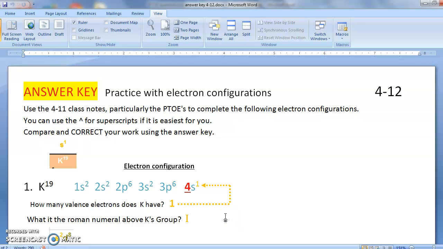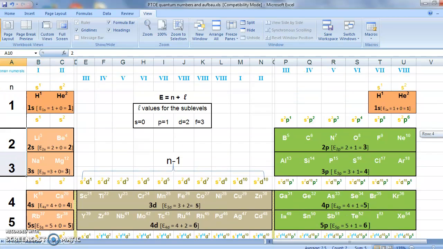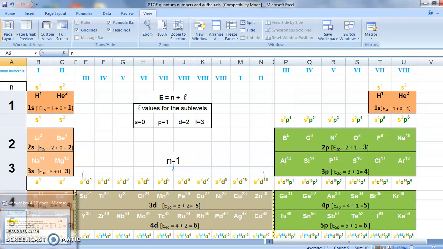Valence electrons are electrons in the outermost energy level. In other words, the largest N value. N is my first number right here. That's my N value. These are the N's. So the largest N is where I will find the valence electrons.